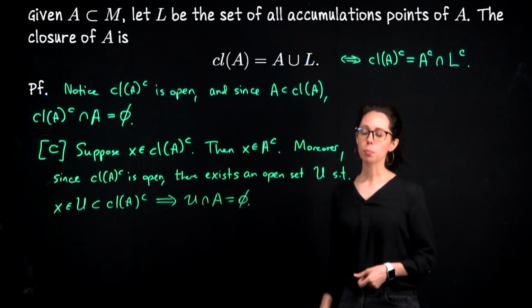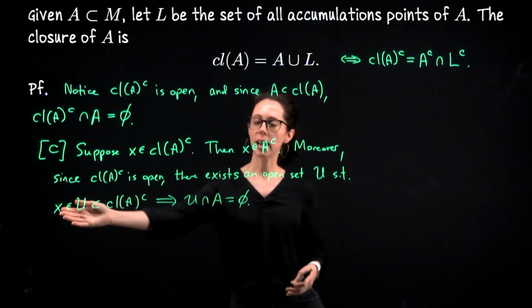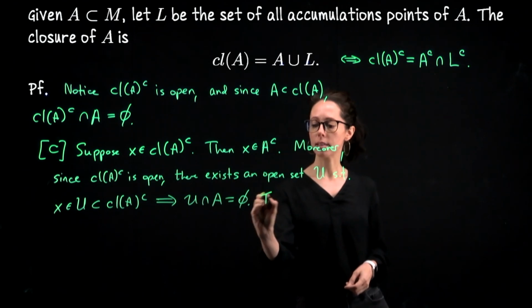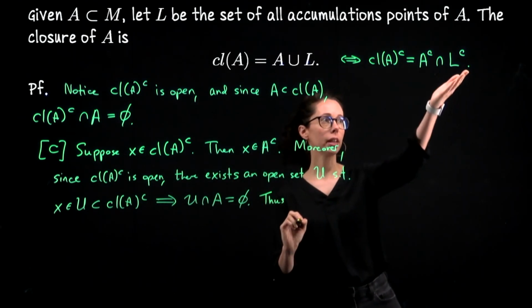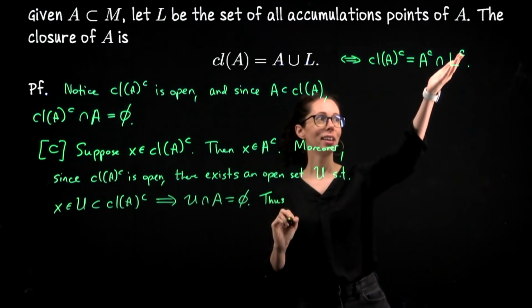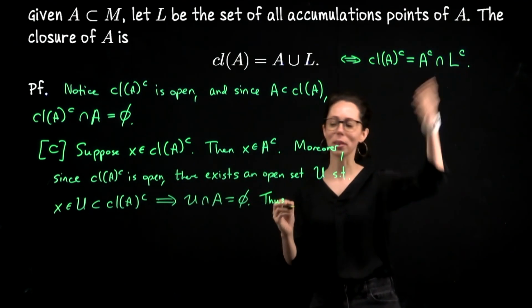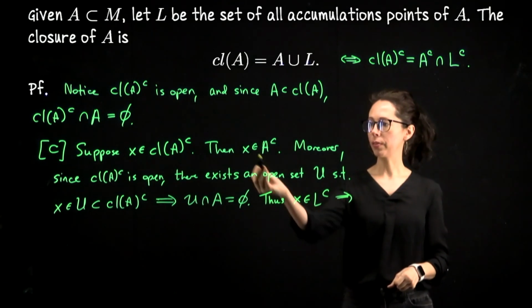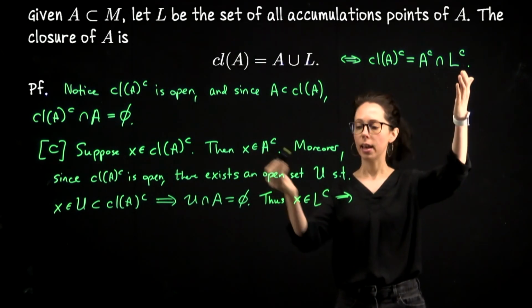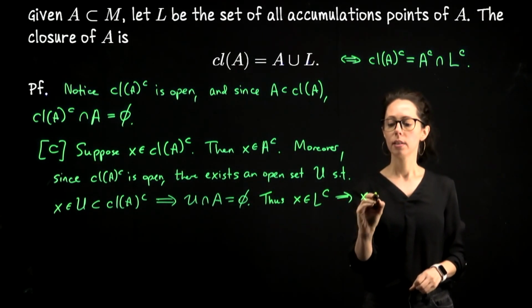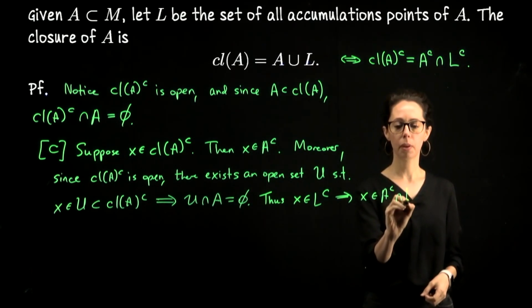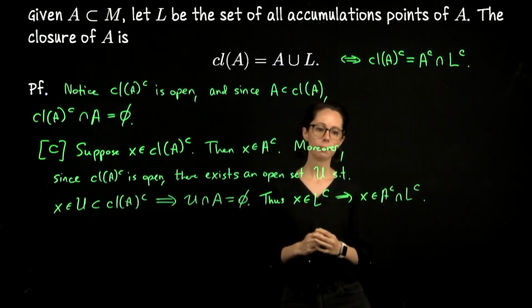Definition of an accumulation point is every open set around X should be able to scoop up something from A. That's not happening here. Thus, X is not an accumulation point, which puts it in LC, the complement of the set of accumulation points. All right, we've got X in the complement of A. X is not an accumulation point, so X is in this intersection. It belongs to both.